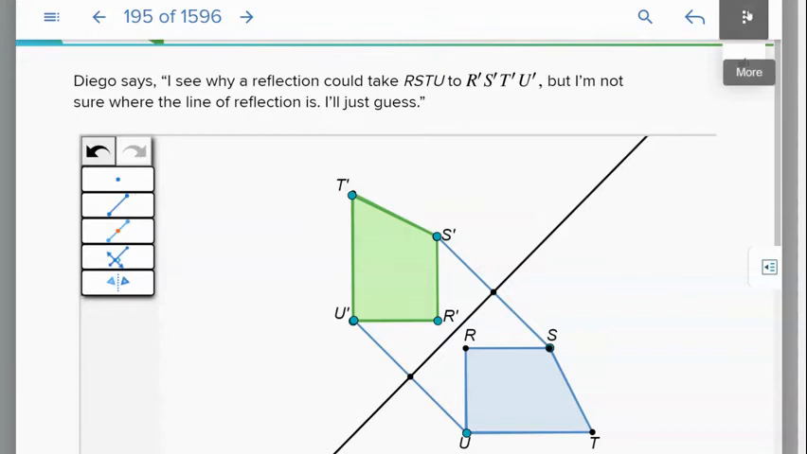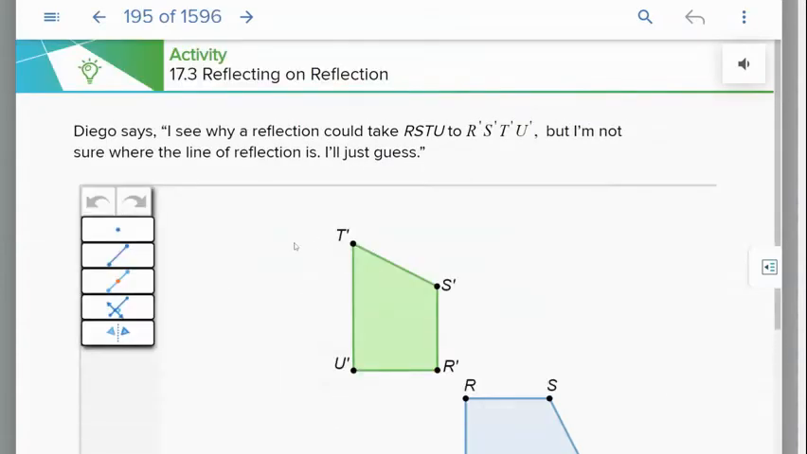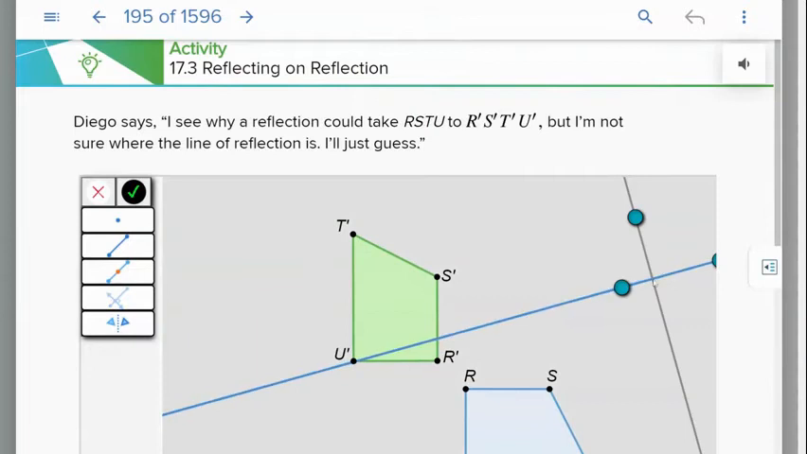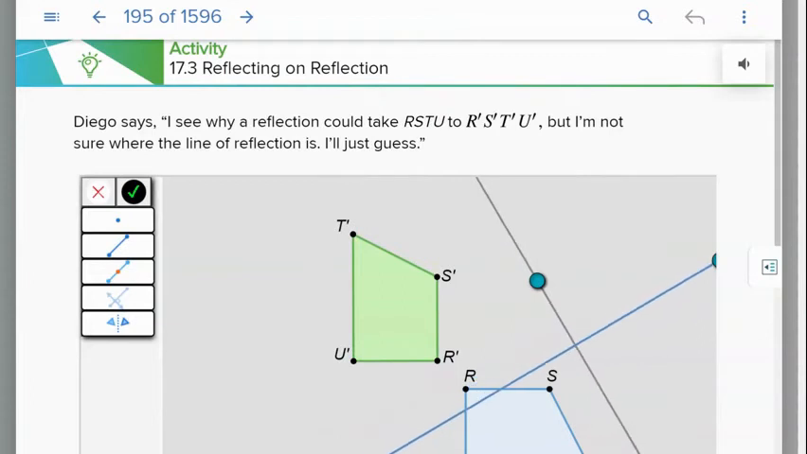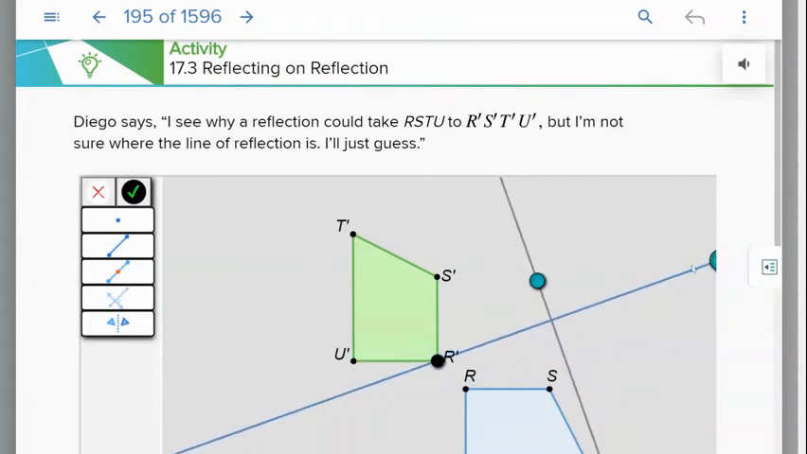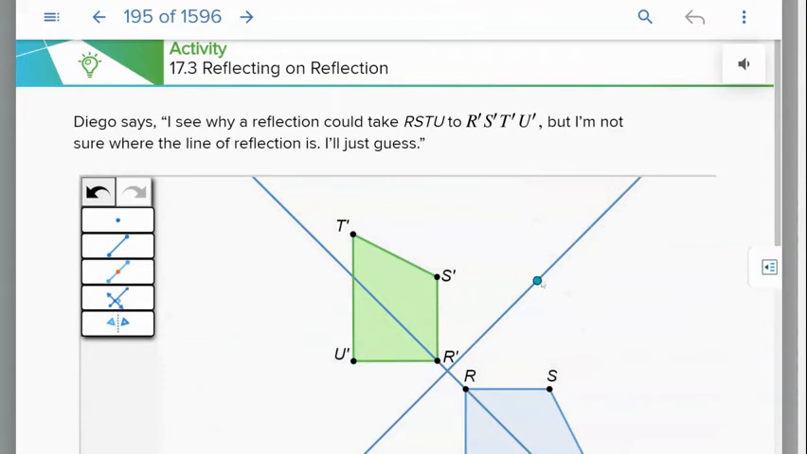Right? I wonder if there's any other tools I could have used. Yes, let's reset the tools. There we go. What's this? Oh, this is interesting. I'm just playing around with the tools now. Oh, it's a perpendicular bisector. That's what it is. Interesting. So do you see how the line of reflection, like it wouldn't be here, right? But it would be in the middle between R and R prime.